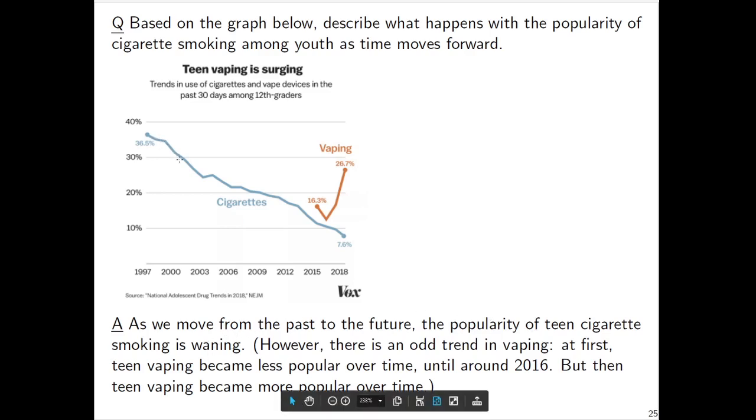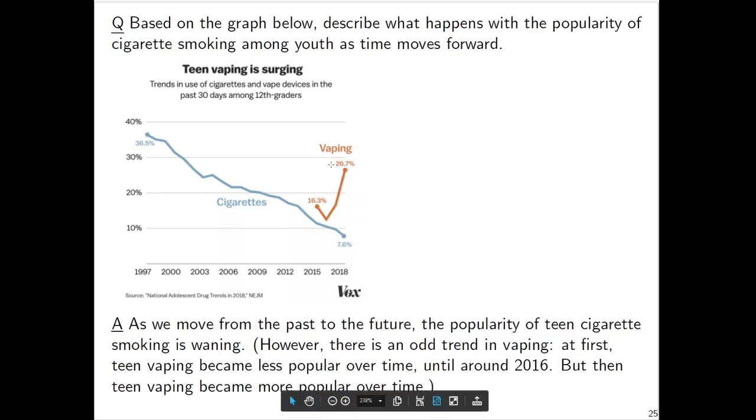You see cigarette smoking is shown in this. There are actually two graphs here, right? But in the blue graph, the y-coordinate is shrinking, going from like 36% down to 30%, down to 20% right around the year 2009. So over time, teen cigarette smoking, according to this graph, is getting less popular. I guess this is from the New England Journal of Medicine.